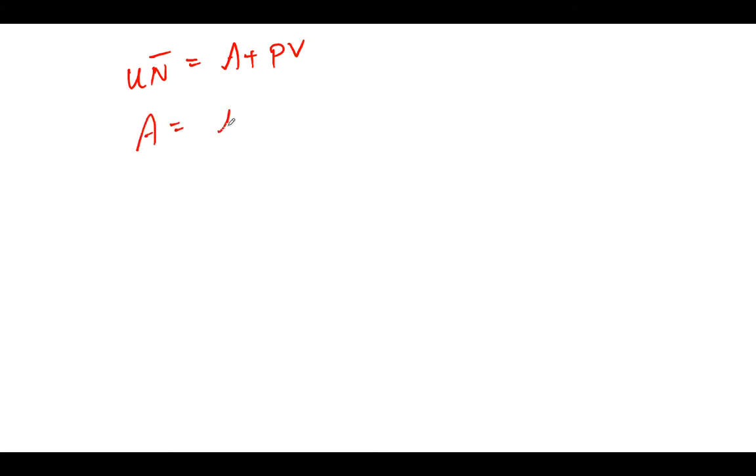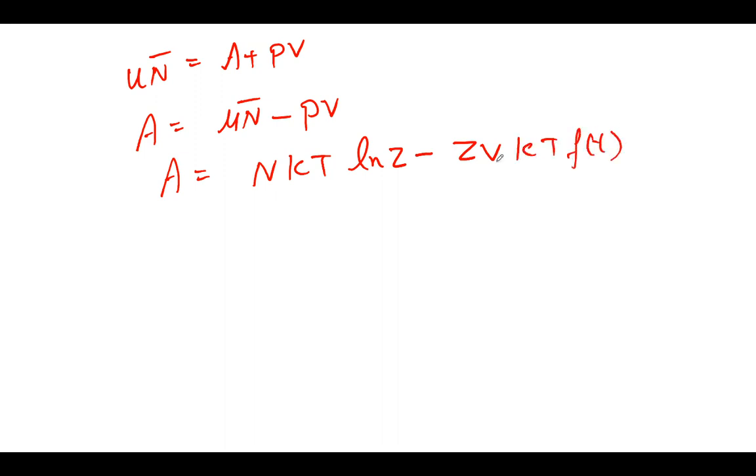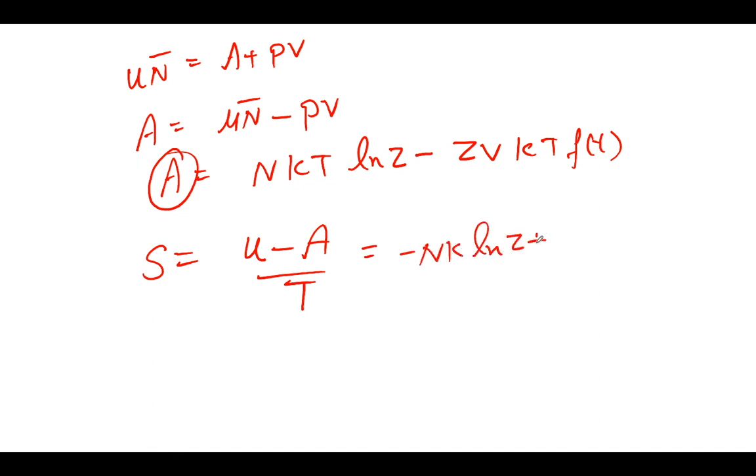So the value of the Helmholtz free energy, by putting the value of N and the P value which we have derived, comes out to be NKT log of Z minus ZV KT into f of T. Once you find the value of this Helmholtz free energy, from that you can find the value of the entropy. Putting the value of U and A we have derived, you can find the expression for entropy, which comes out to be minus NK log of Z plus ZVK T f dash of T plus f(T). Similarly, you can find the value of the specific heat, partial U by partial T.